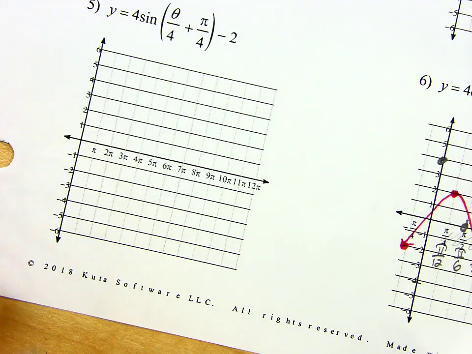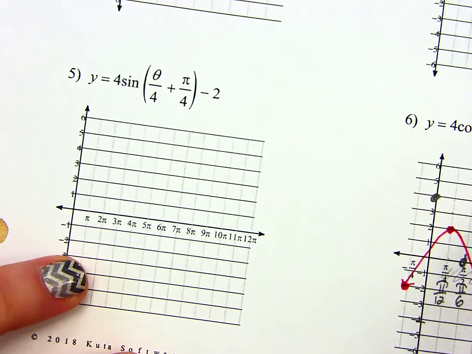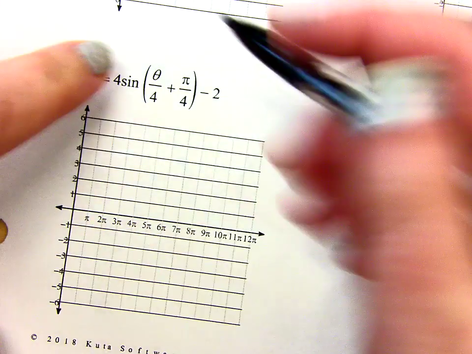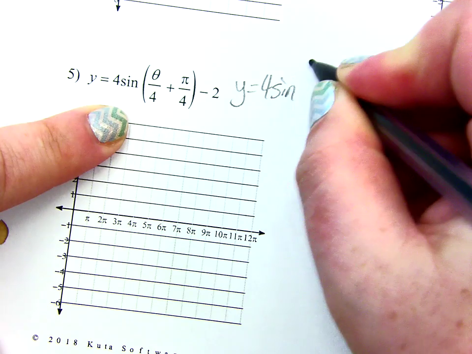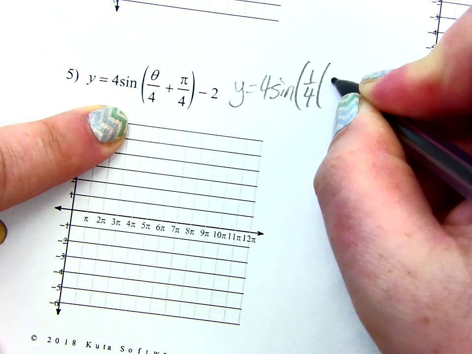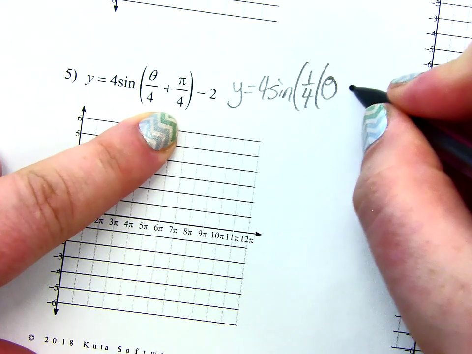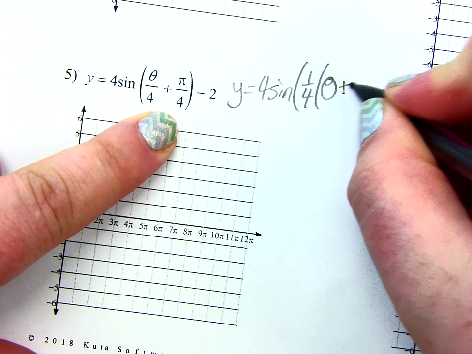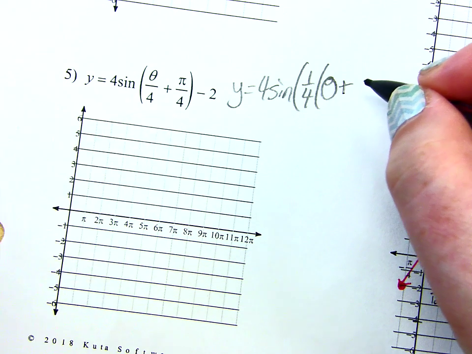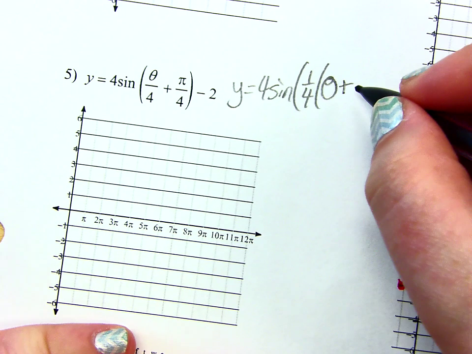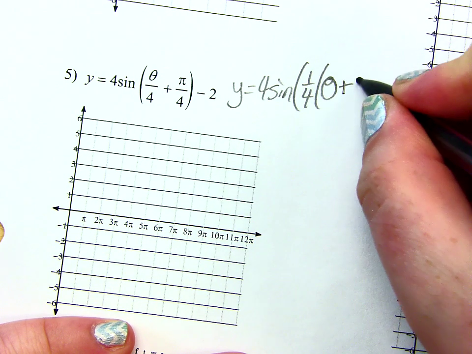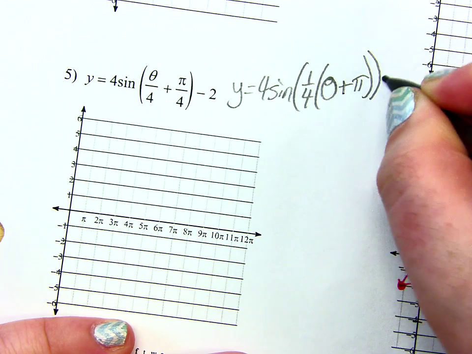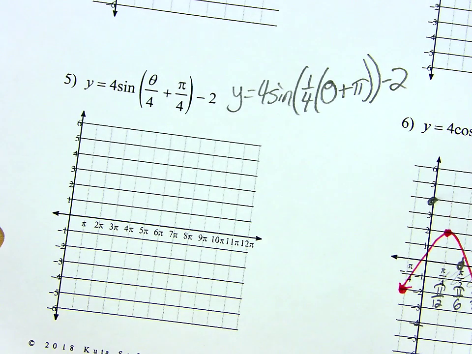Number 5, you say. Okay, let's see how far we can get through on 5. So, I need to rewrite this. Y equals 4 sine, factor out a one-fourth. What is left? That would be 4 pi over 4, but there's just pi. Yes. So this one actually shouldn't be so bad at all. This should be all right.